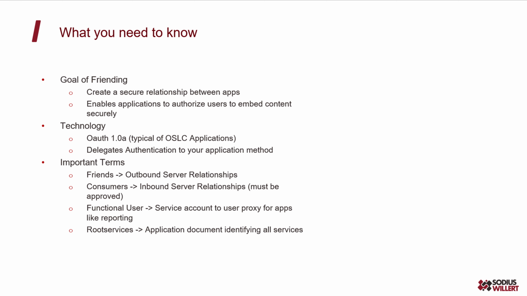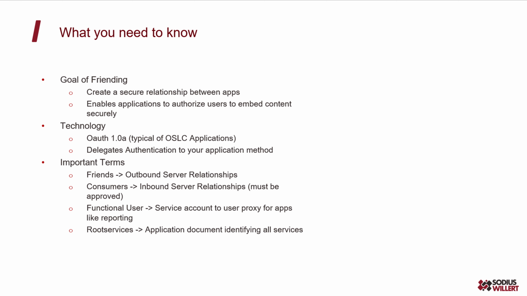First of all, what's the goal of friending? The goal of friending here is to create a secure relationship between two apps. This can be from Jira to one of the ELM tools or vice versa. The idea is that now we can have a secure, authenticated, and authorized way to embed content securely. So when you're within the IBM ELM tools, you can see Jira content, and when you're in the Jira tools, you can see IBM content.